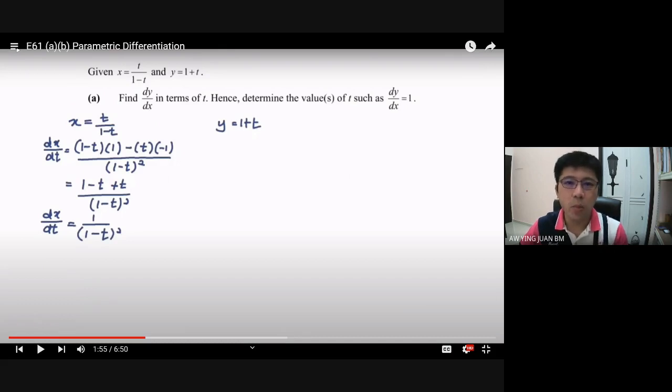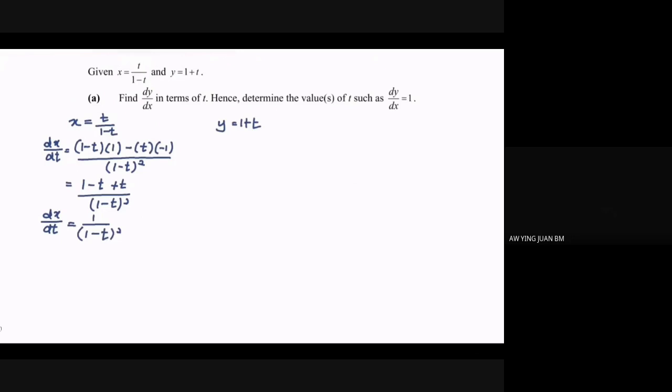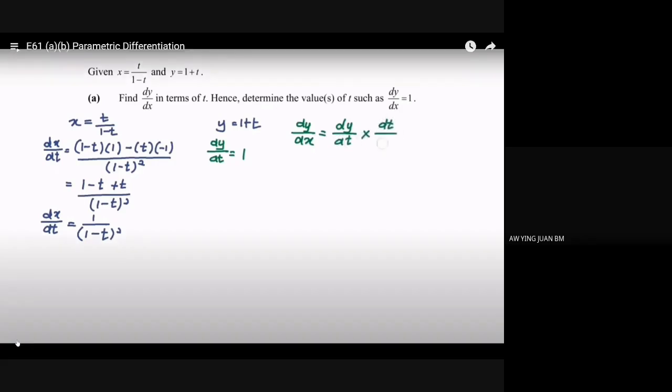Teruskan pula dengan y. Next, I'm going to differentiate the y respect to t. Differentiate y, we have dy dt equals to 0 plus 1. So, we have dy dt is equals to 1. Next, we're going to find the dy dx. By using the chain rule, we have dy dx is equals to dy dt multiply with dt dx.